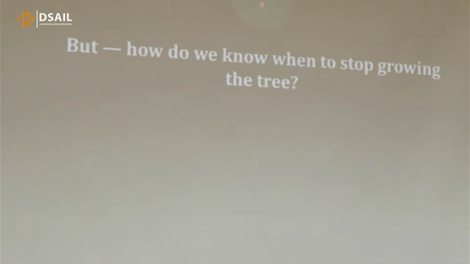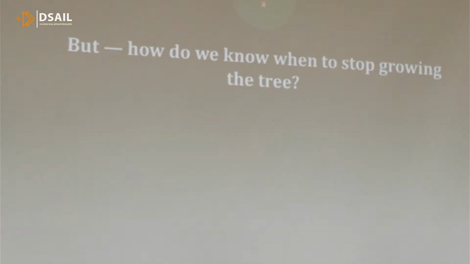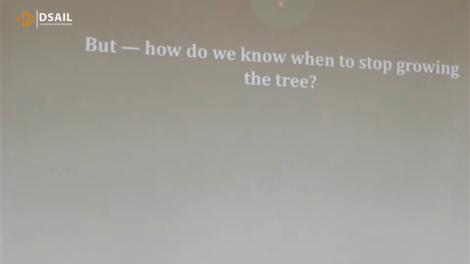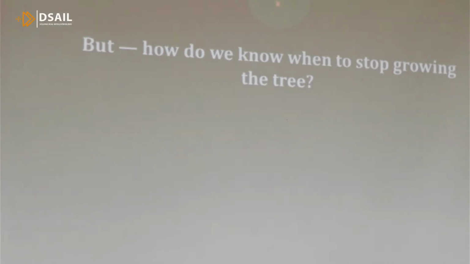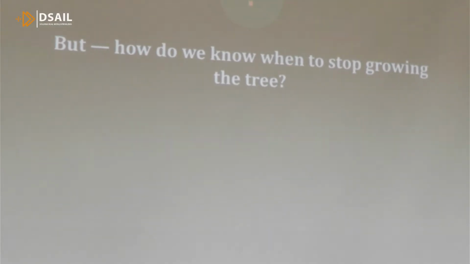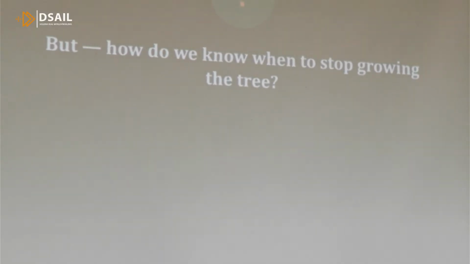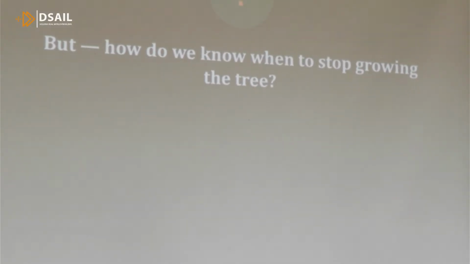Then the question is, how do we know when we stop growing the tree? So we have had the case of 2 questions, but let's say your data set has 100 features. Do we ask all the 100 questions? Do we ask a subset? How do we know when to stop? Do you get that question?